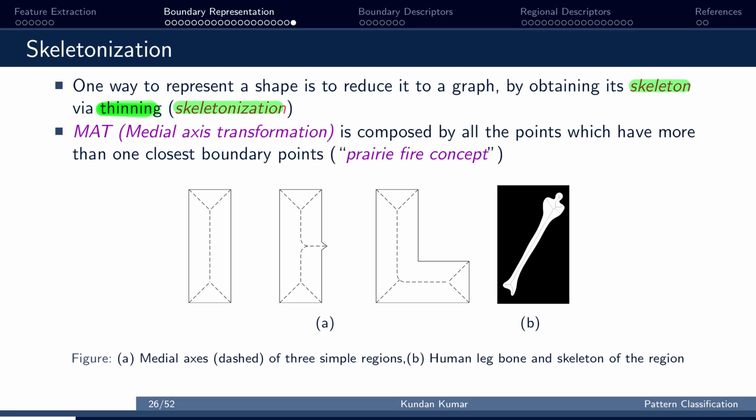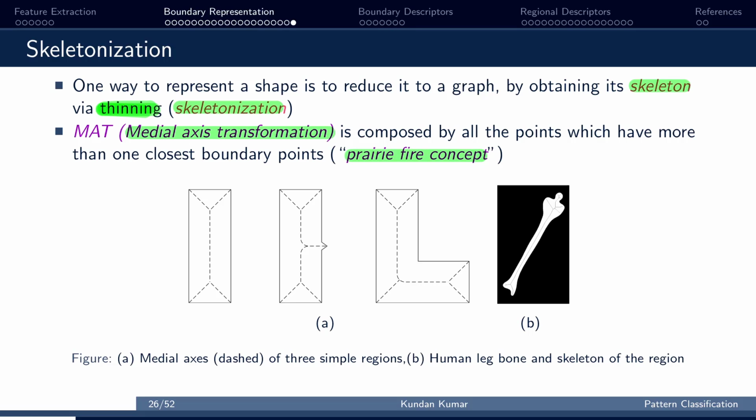There we find the medial axis of any shape, and that is why it is also called the medial axis transformation. Okay, we can also understand skeletonization using the prairie fire concept. And what is the prairie fire concept?